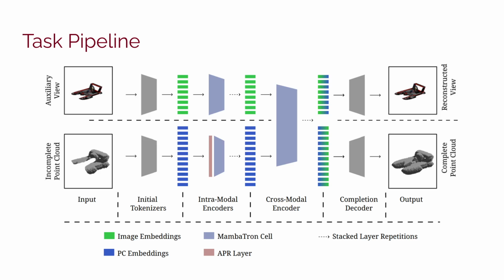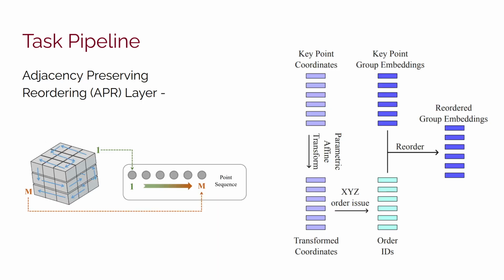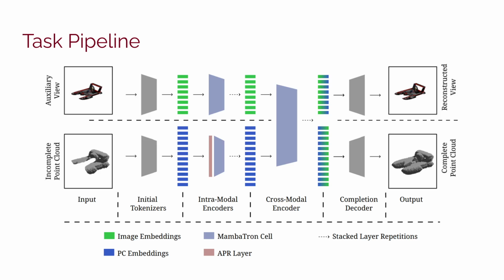So coming back to the task pipeline, there's something called an adjacency preserving reordering layer, which is shown by the brown layer here. That is necessary before we pass the point cloud embeddings to the intramodal point cloud encoder, the MambaTron encoder, because when it comes to processing point cloud patches using a Mamba block, ordering is very important.